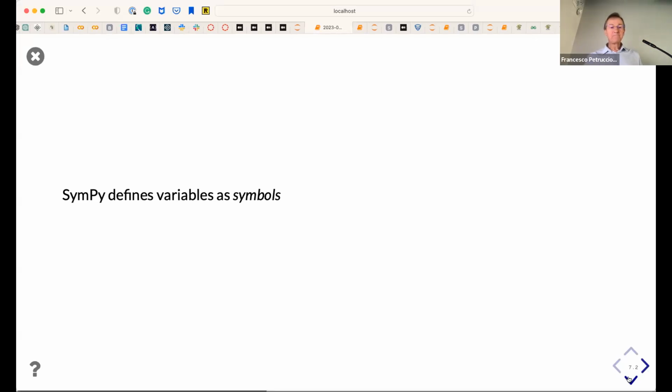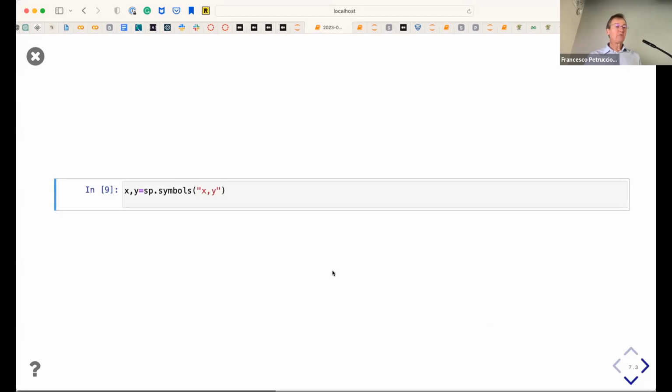And how do we do that? Very simple. For instance, if you have a mathematical expression that contains x and y, you need this command line: xy is equal to sp, because we are importing SymPy as sp, dot symbols, and then in inverted commas the names of your two variables. In this case x and y. So this is probably the most important lesson to learn, because without this at the beginning of SymPy, nothing works. So this is very useful.